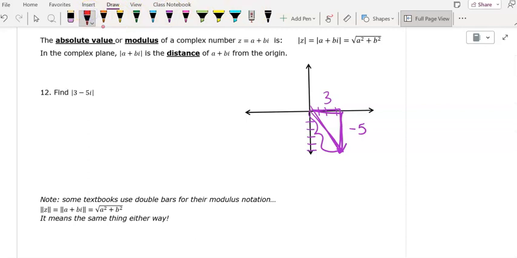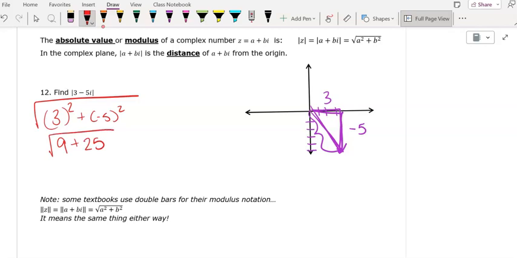In order to do this, I've got 3 squared plus -5 squared, and we take the square root. So now I have 9 plus 25, and I take the square root of that. So that's the square root of 34. Remember, you always check to see if there's anything that you can do to further simplify it. In this case, I cannot further simplify the square root of 34. There's no perfect square I can evenly divide out.